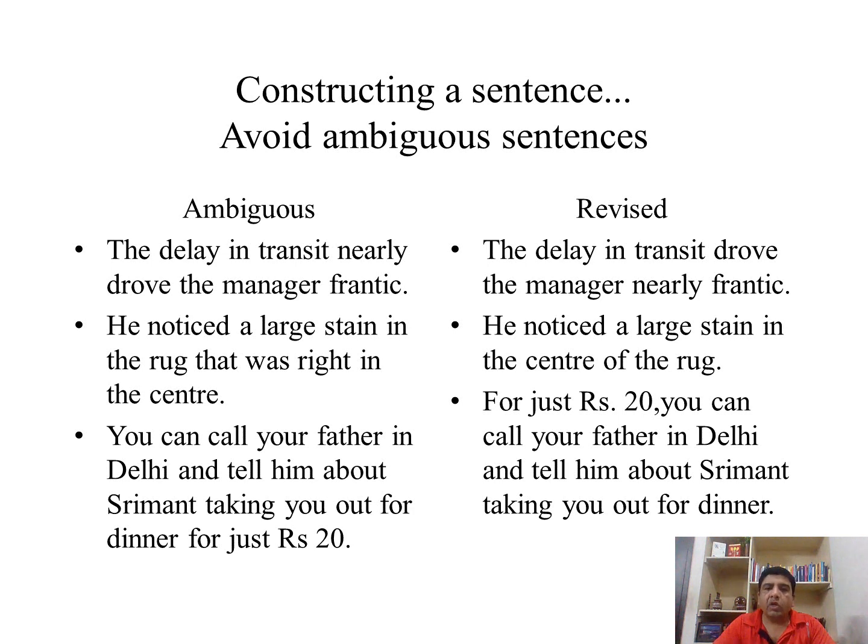Number 3, you can call your father in Delhi and tell him about Srimanth taking you out for dinner for just ₹20. Now in this sentence, it is not clear whether you can call your father for ₹20, like on a phone, or did you go out for a dinner and the dinner cost ₹20. So a better way to say is that for just ₹20, you can call your father in Delhi and tell him about Srimanth taking you out for dinner.